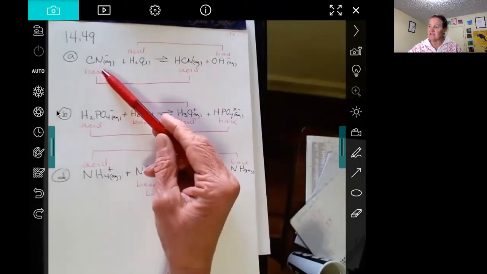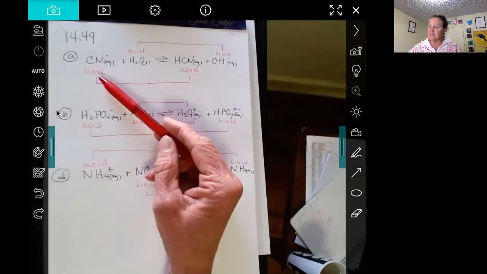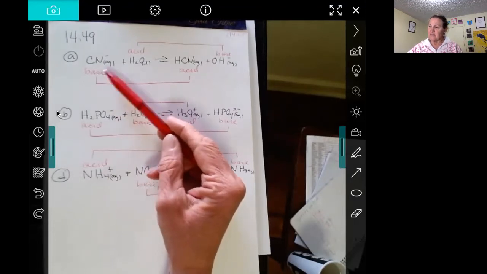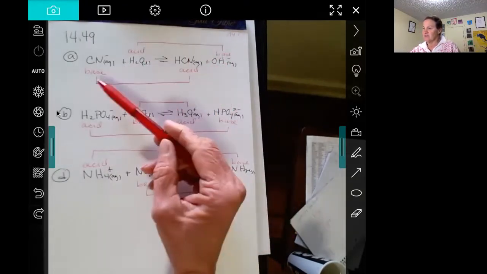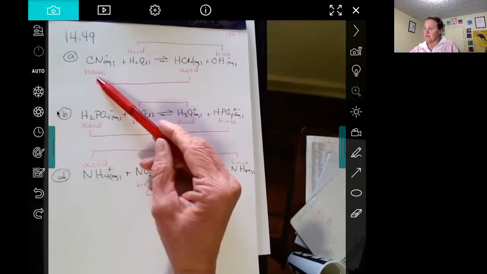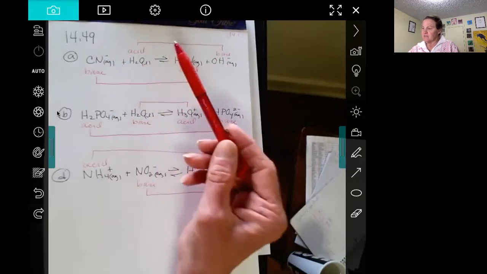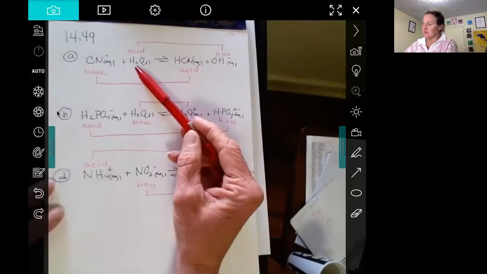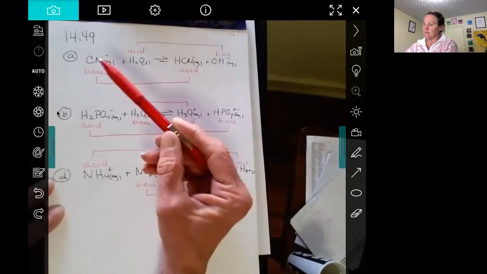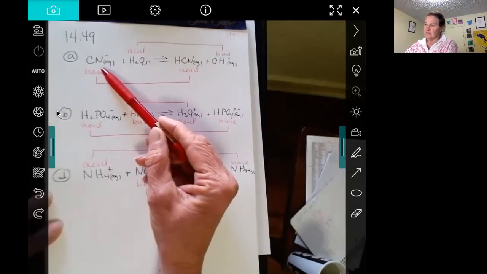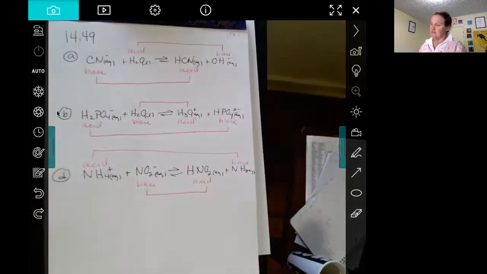In this case, the CN minus, the cyanide, is acting as a base because it's pulling a proton off of water. So in water, it is creating OH minus. It's picking up the proton. The water is giving up the proton, so it's an acid. So the conjugate acid-base pairs are: the water is the acid, the OH minus is the base in one pair, and the cyanide is the base, and HCN is the acid in the other pair.